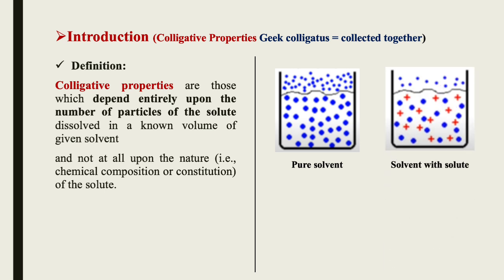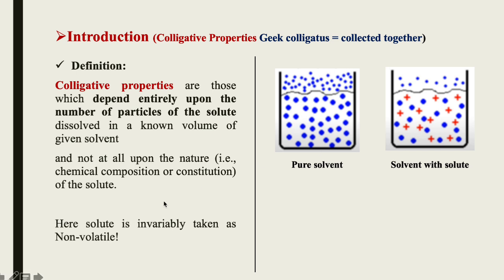So here is the example of a solvent with solute. The red spots show that it is a solute particle and blue shows the solvent. So this is a mix in the beaker. This line describes the solvent line: below it is the liquid and above is the gaseous state. Due to vapor pressure, you have solvent molecules in the air.